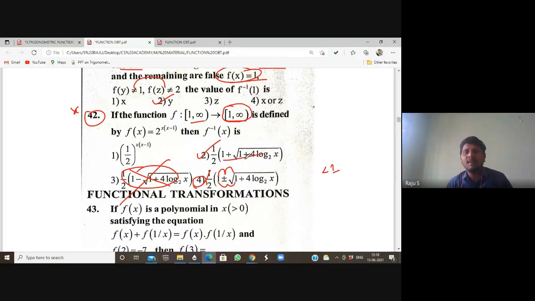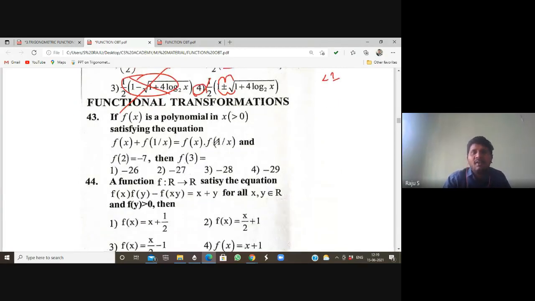See here. 1 plus the square root of this means this is more than 1, you will get surely for any value of x. x can take values greater than 0. For any value of x, it will be greater than 1. Fine, students. So option 2 is correct.